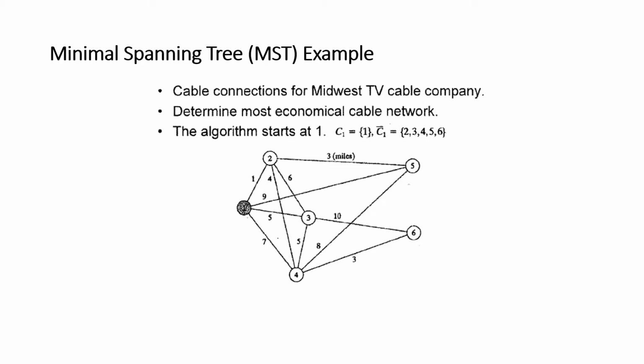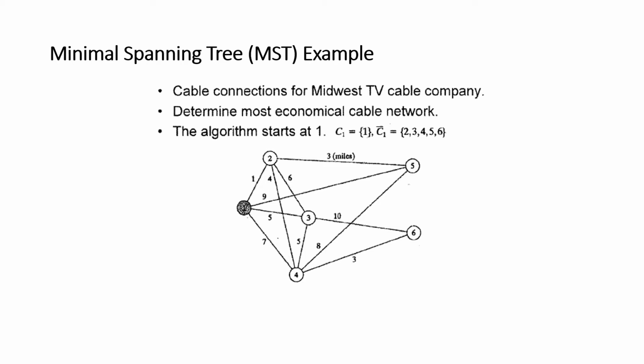These are 6 nodes, cable connections for the Midwest TV Cable Company, and they need to put cables to connect all these 6 nodes, and these can be 6 cities. So what is the most economical network? That means the smallest or shortest length of cables that connect all these cities.